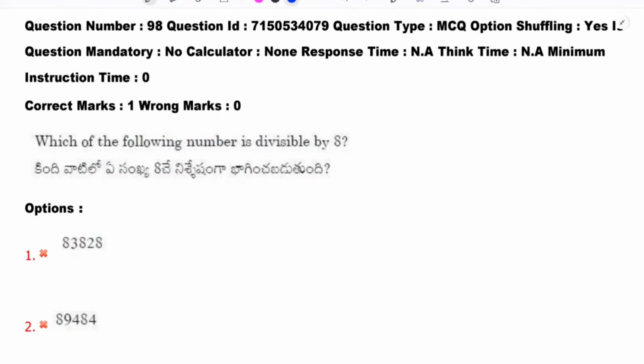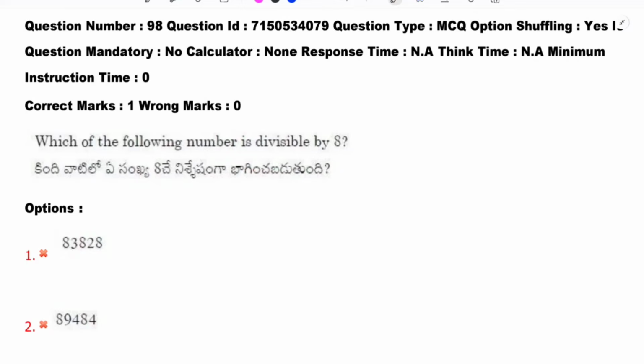Now we continue with the next question. Question: which of the following is divisible by 8? What you have to do? Divisible by 8. So you should know the rules for divisibility by 8. Which numbers are divisible by 8? That you should know. So there is a rule for divisibility by 8.